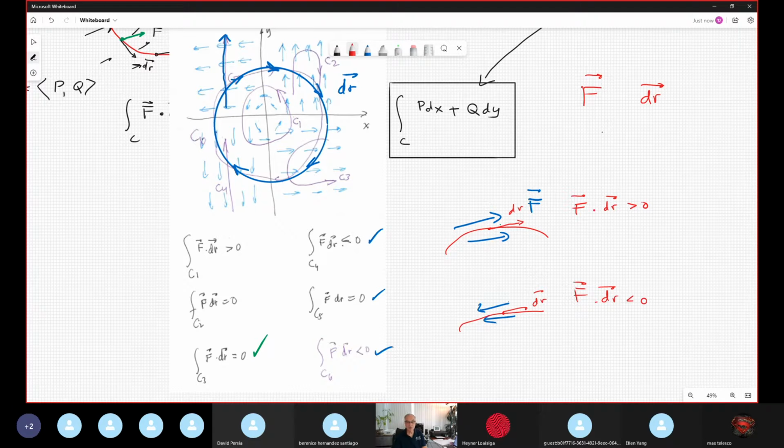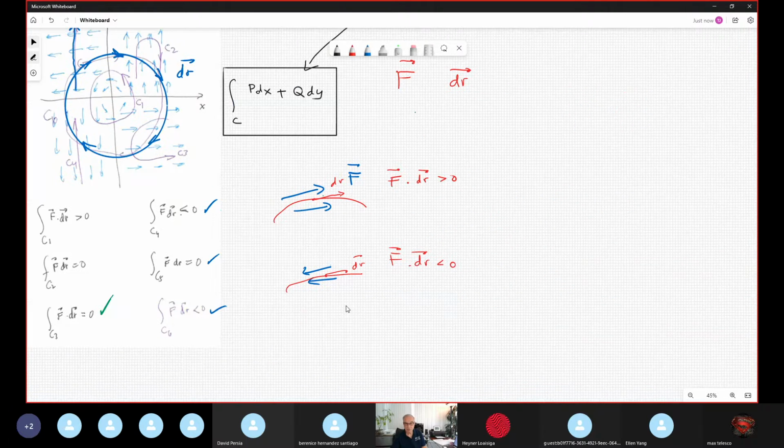If it is 90 degrees. Suppose one more time, this is my curve, this is my dr, this is the direction I move. However, the vector field is in this direction. It is 90 degrees. So now the dot product is zero. This is clear, eh? Super clear.